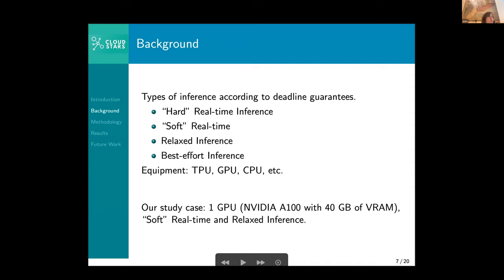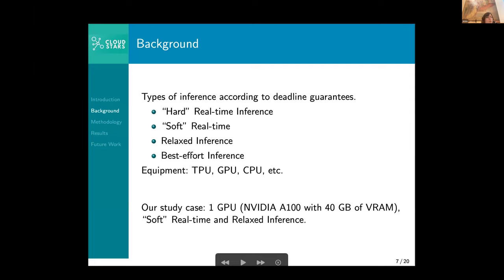If we categorize the types of inference according to the deadline guarantees, we have four different kinds. It can be hard real-time inference, where the result needs to be delivered in real time. Soft real-time, where it's near real time but has a certain small delay. Then we have relaxed inference, where accuracy is prioritized, not as important as the time. Time could be, we would be talking about hours. And then we have best effort inference, where there are no specific resources allocated for inference.